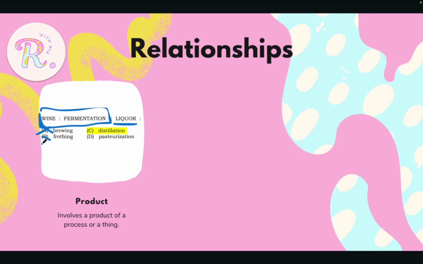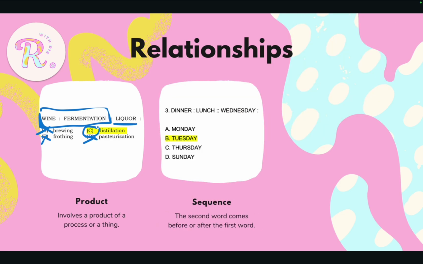Frothing is a process that would make milk fluffier. Pasteurization is also a process for milk. So that leaves us with distillation. We could also include as example for this one, cow is to cheese, just like that. So it is a product of a thing or a process. Sequence. The second word comes before or after the first word.